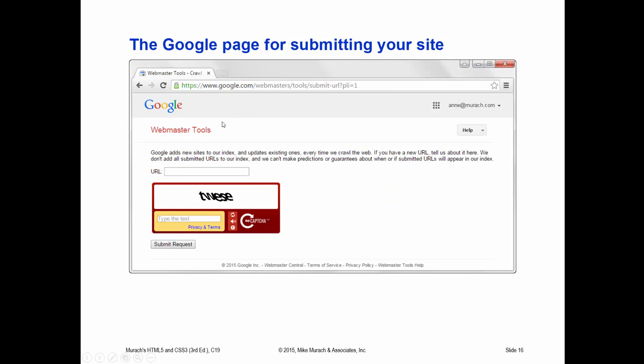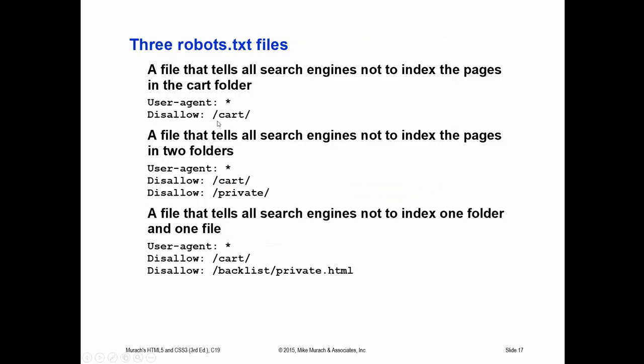Here's the Google page for submitting your site. Now, they mention here this robots.txt file. What happens when you submit your website to Google, to Bing, to Yahoo, etc.? First of all, it may take anywhere from a week to 3 months before they even get back to you. So you should regularly go out and do searches on your page in those particular search engines and see if it's there yet.